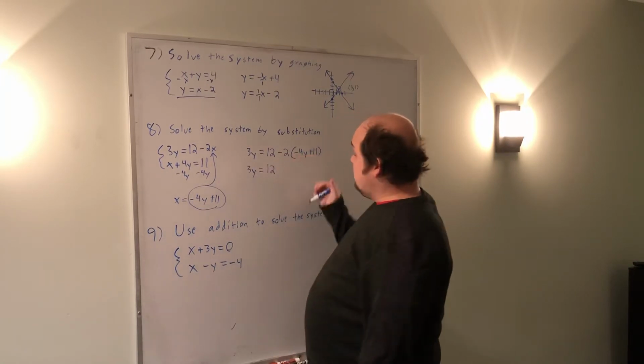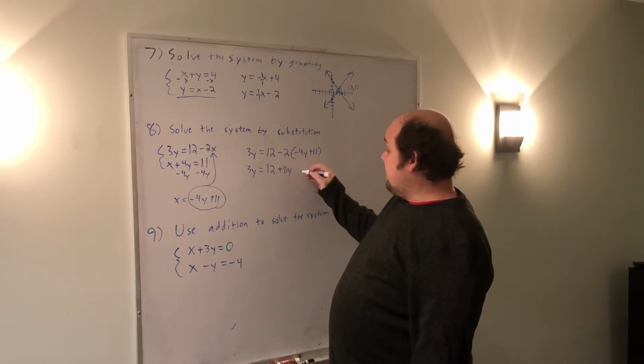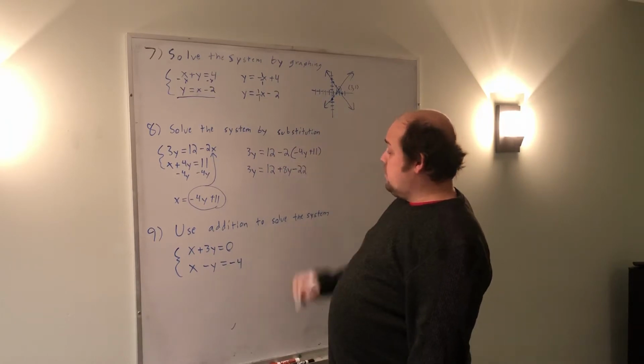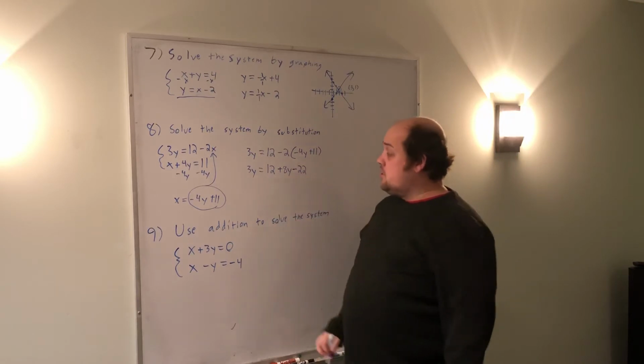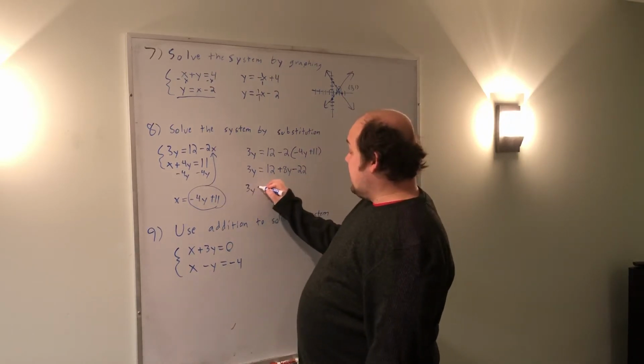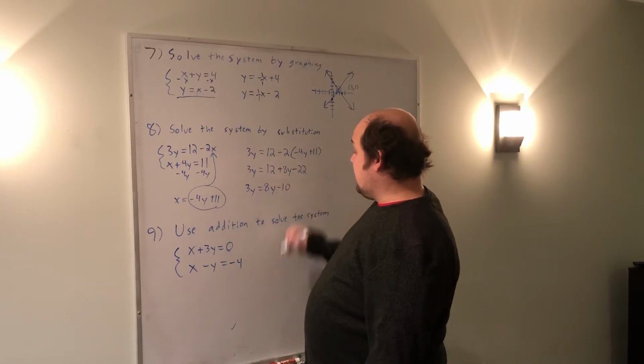3y stays on the left, 12 stays. When I do negative 2 times negative 4y, I get positive 8y. When I do negative 2 times 11, I get negative 22. The like terms on the right-hand side are the 12 and the negative 22. They resolve to give me negative 10. So I have 3y equals 8y minus 10.